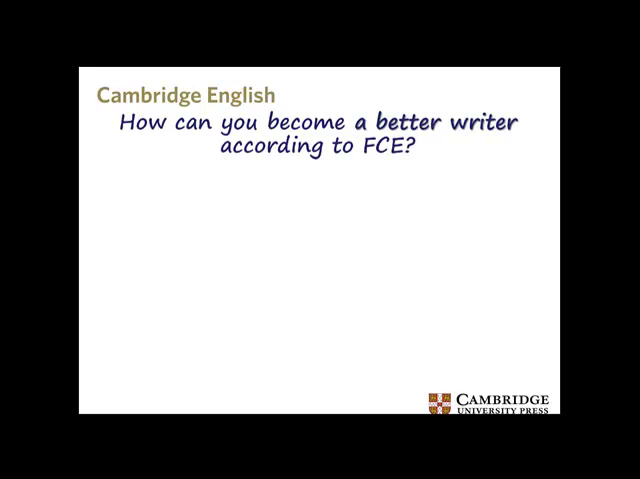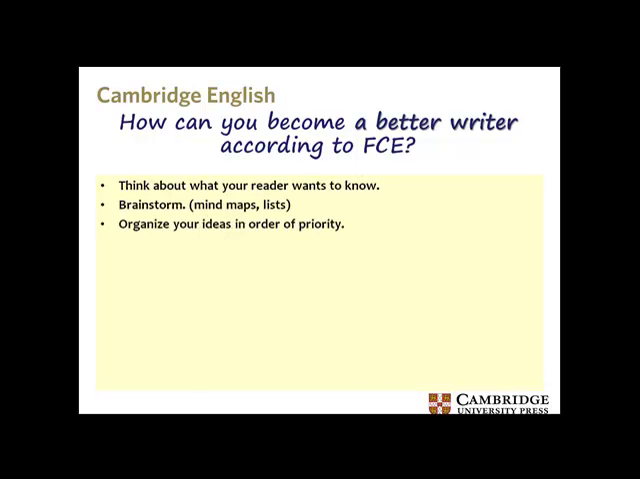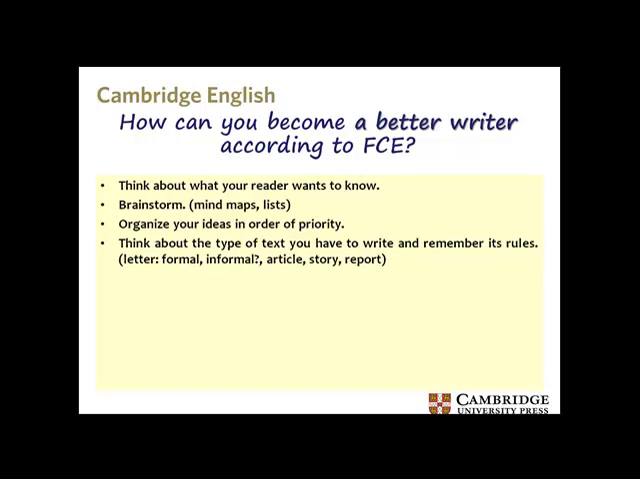Now, how can you become a better writer according to the FCE? Well, you have to think about what your reader wants to know. You are recommended to brainstorm. This is always useful, and you can do this through mind maps or lists. Organize your ideas in order of priority. Think about the type of text you have to write and remember its rules.